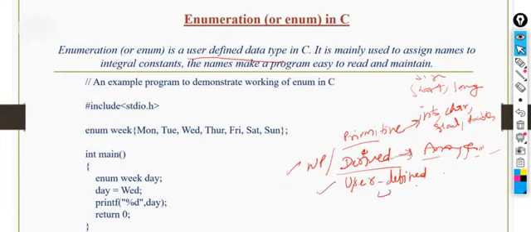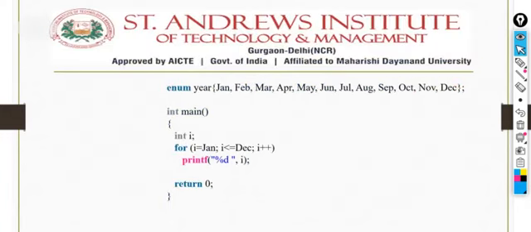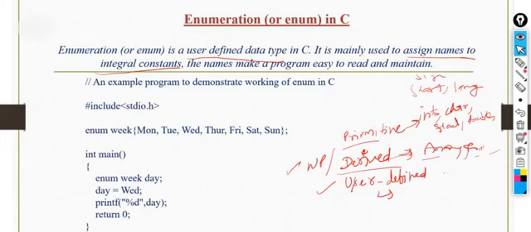Under the user-defined data types, we have to discuss the enumerated data types. Enum is a data type used to assign names to integral constants. What does it mean? You have the integral constants and you assign names to those integral constants. Names make a program that much easier to maintain.